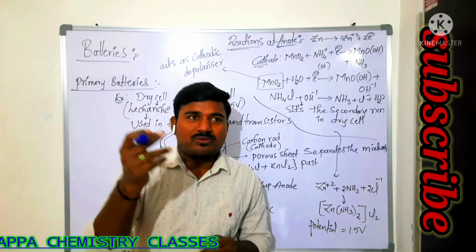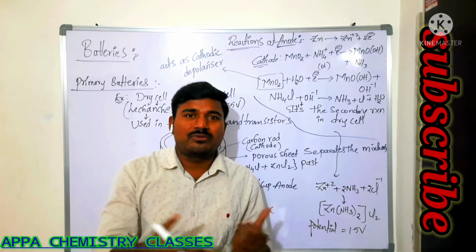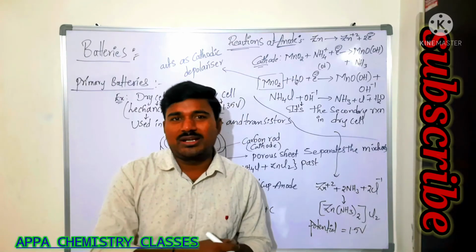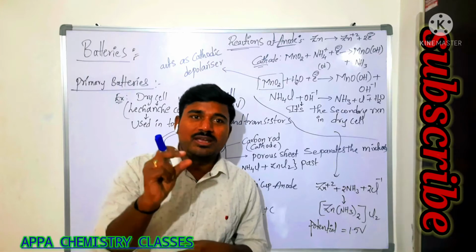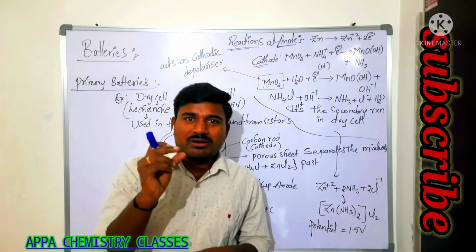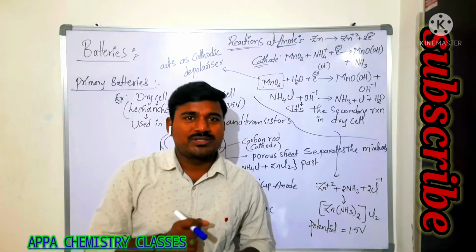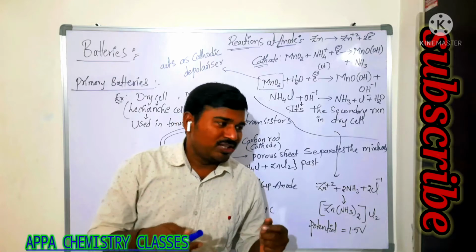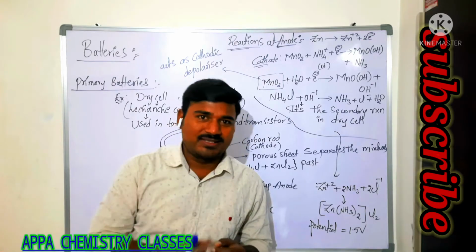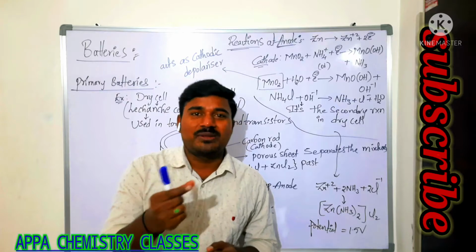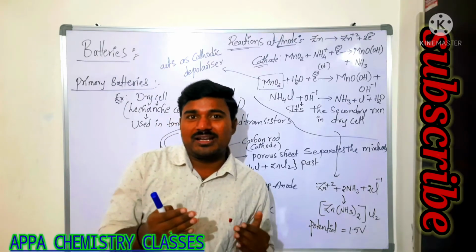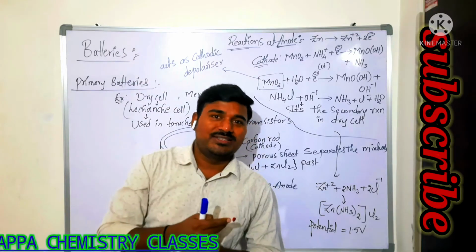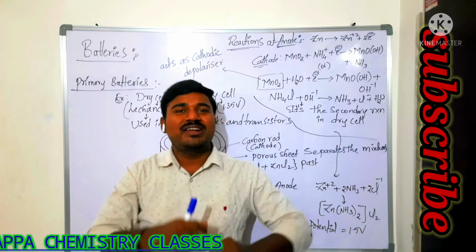Whatever the clock watches will be there, no? Whatever electronic watches we are seeing, wall clocks, now we have electronic watches, but before that we had battery-containing watches. The battery which is present in watches, and also the torchlight which we are using, and the laser light, there you will find some cells. Those come under primary batteries. These batteries are classified into two categories: primary battery and secondary battery.